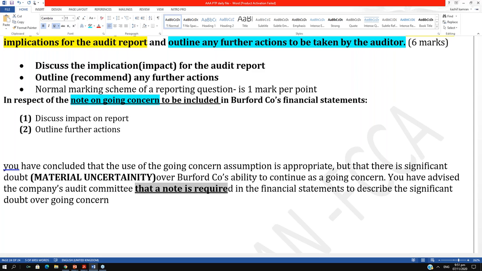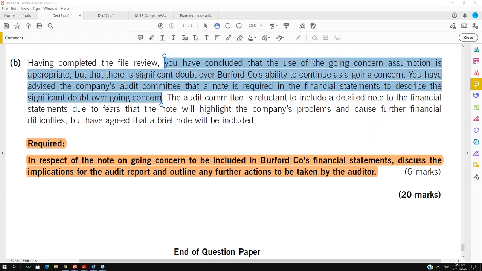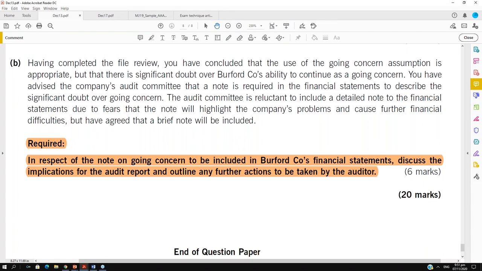Let's see what the audit committee is doing. Does the audit committee agree or disagree? Go back to the case study and read the case further. The audit committee is reluctant. The moment you see the word reluctant, reluctant means disagree. If the audit committee or the management disagree, will that result in a modified opinion? Will that result in a modified opinion if someone disagrees with you?